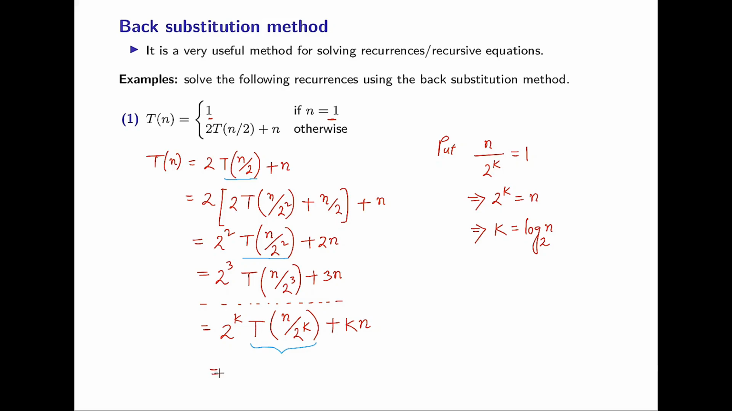So just in place of k you write down. So 2 to the power what? k is log n base 2. So here I can write 2 to the power log n base 2. So here it is T(n by 2 to the power k). We just here we can put 1. So T1 plus k is what? log n base 2. So here I can write n, this n here, log n base 2.